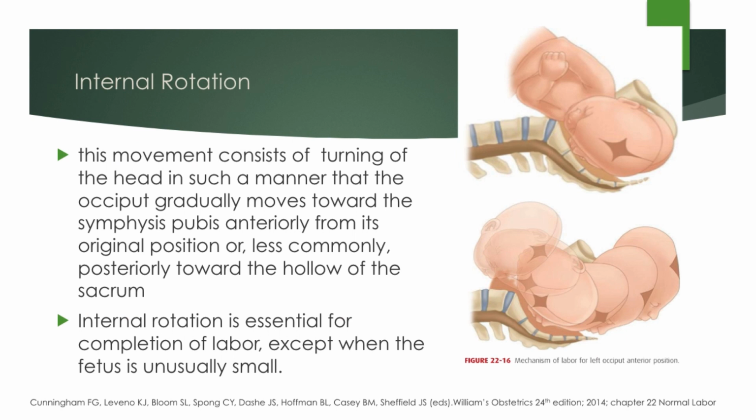Next is internal rotation. This movement consists of turning of the head in such a manner that the occiput gradually moves towards the symphysis pubis anteriorly from its original position, or less commonly posteriorly towards the hollow of the sacrum. Internal rotation is essential for completion of labor, except when the fetus is unusually small.